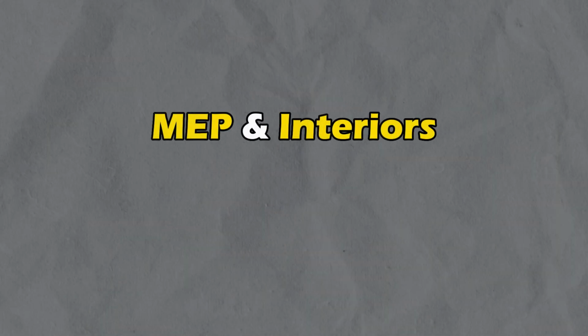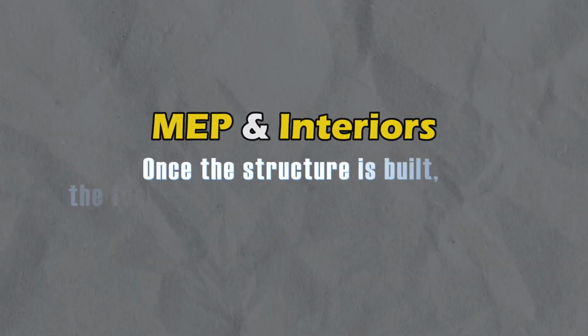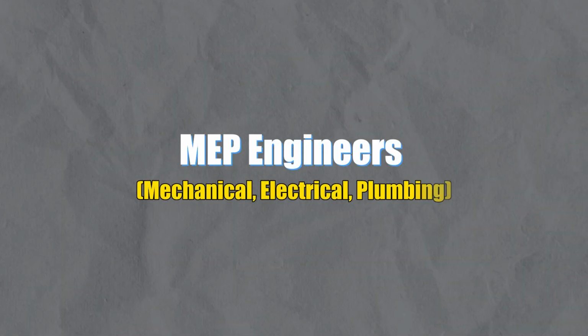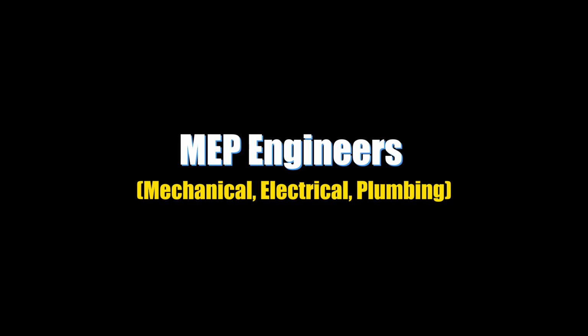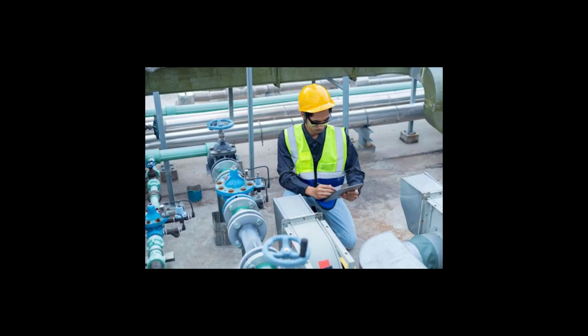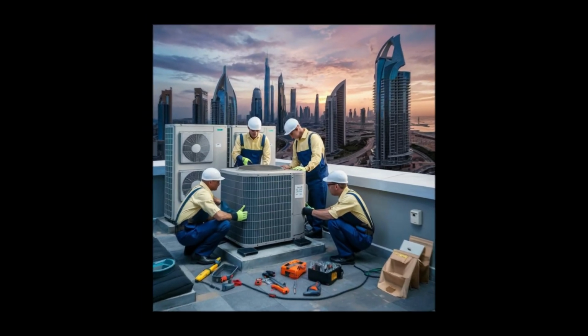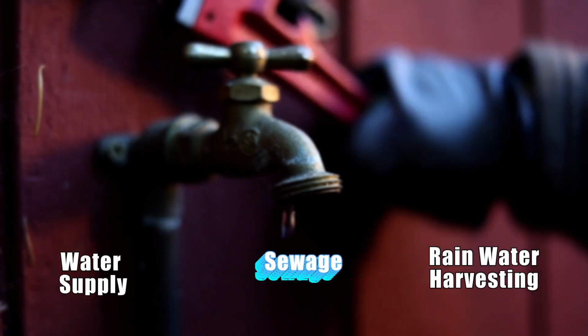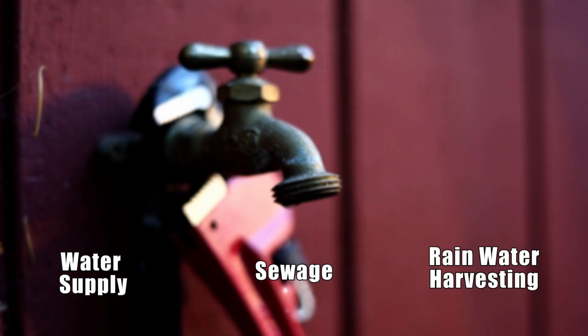Section 4. MEP and Interiors. Once the structure is built, the focus shifts to systems and finishing. MEP engineers, mechanical, electrical, plumbing. Plan and install electrical wiring, plumbing lines, drainage, FAC, etc. Crucial for internal systems of the building. MEP work usually happens in layers, concealed wiring first, then switchboards, then fixtures. For plumbing, they handle water supply, sewage, and even rainwater harvesting.